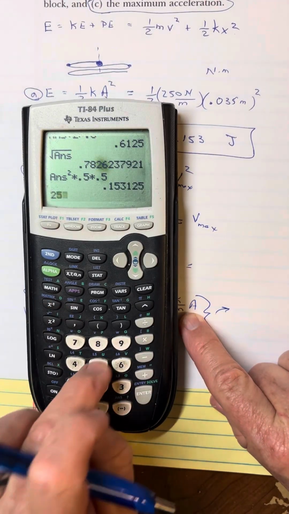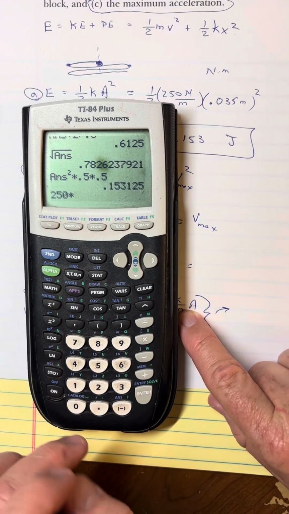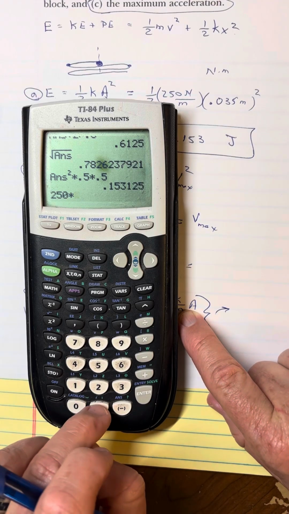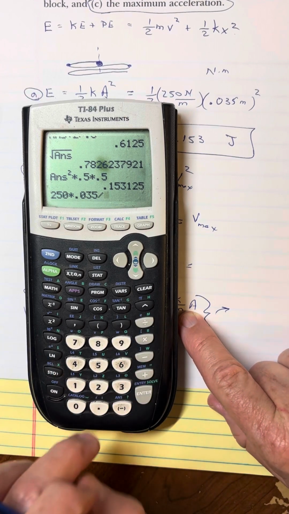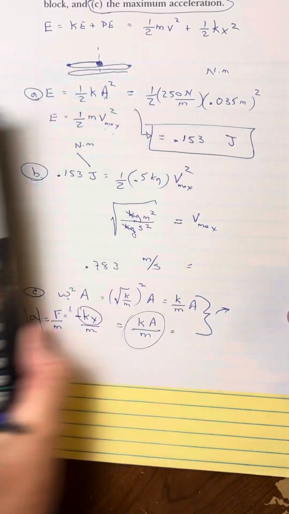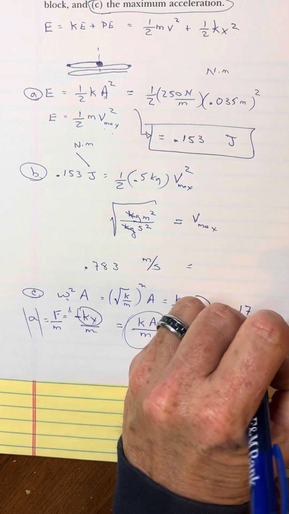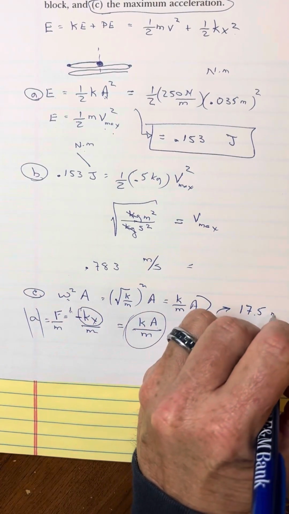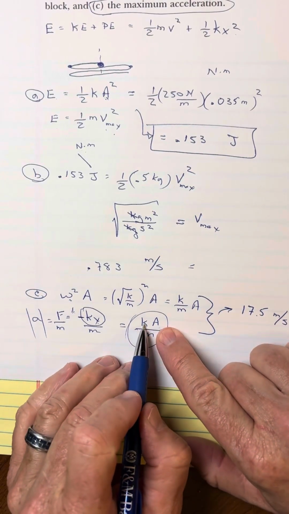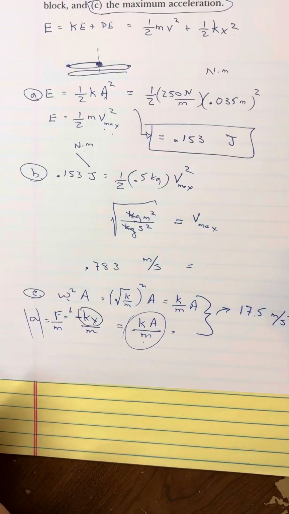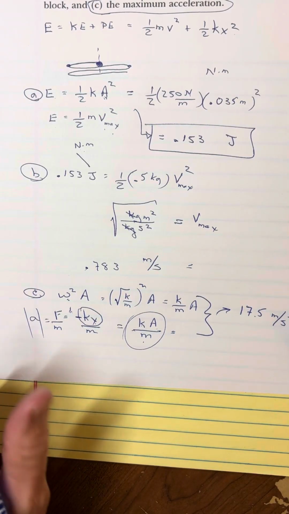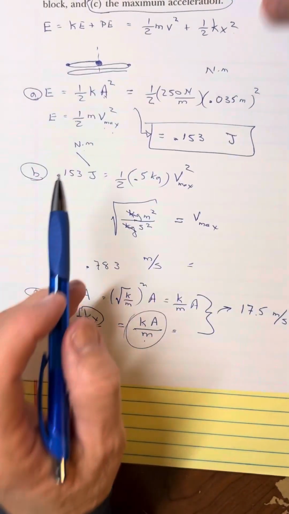So my k is 250. My amplitude in meters is 0.035. And my mass in kilograms is 0.1. And so this leaves me with 17.5. And since it's an acceleration, this right here should come out to be newtons, and divided by a kilogram gives me meters per second squared. So there would be the maximum acceleration. And that's it for number 16.